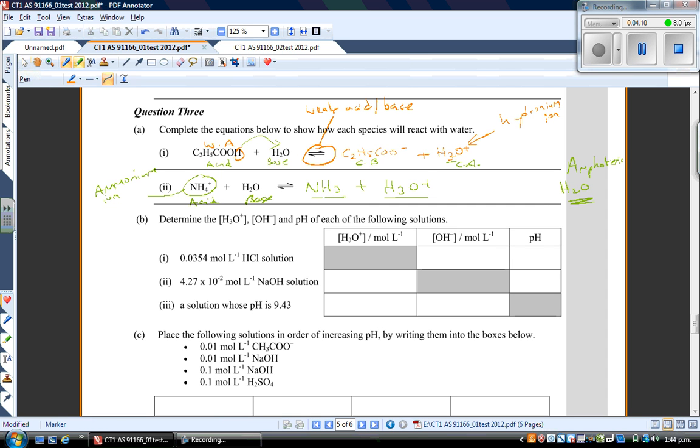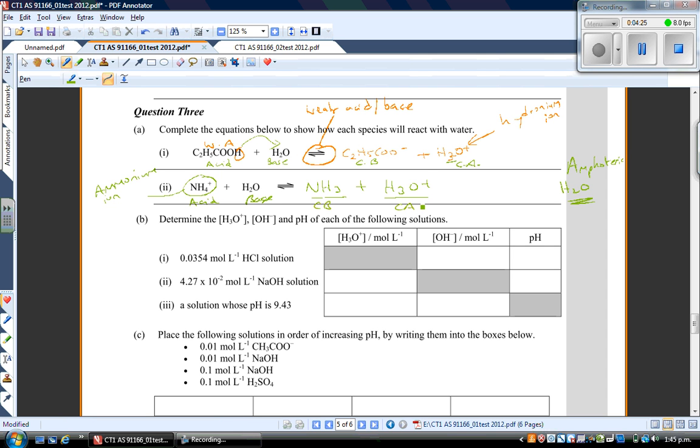Lost my pen there. So the ammonia is the conjugate base again, and the water is the conjugate acid. Okay, so that's the first question. That would be an achieve type question, just to complete something simple like that.